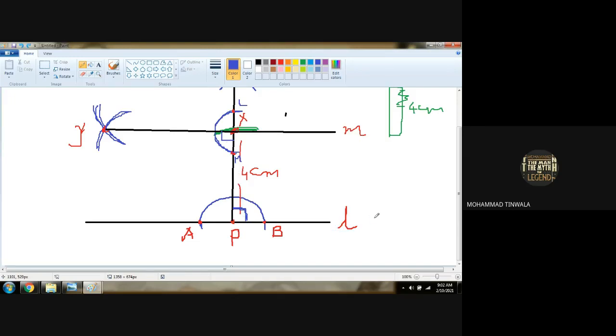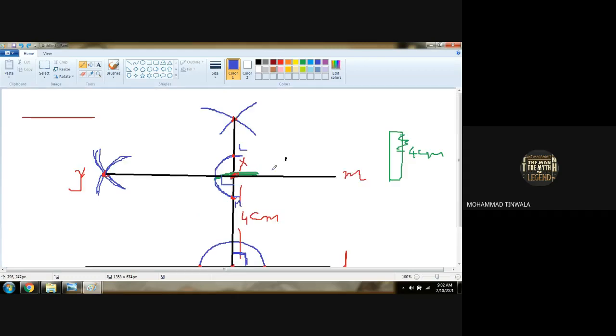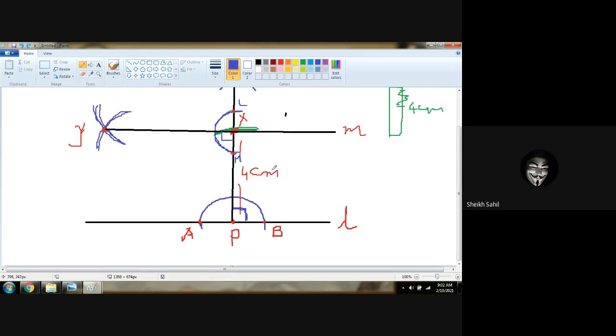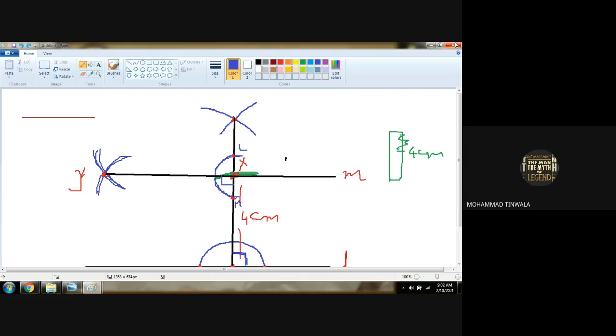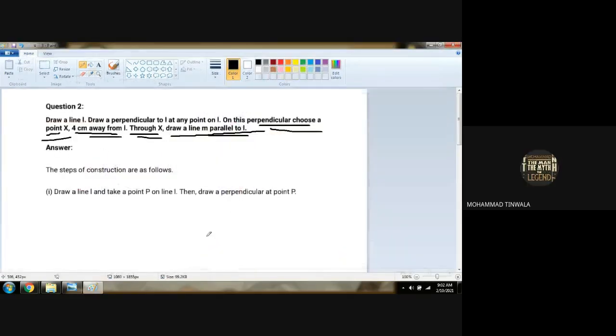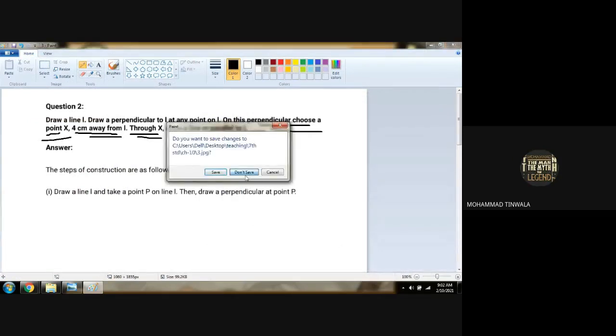Anybody has any doubt with this construction? Boys? No. Sure? Yes. Okay, great. Chalo, question number 3. We are moving to question number 3.